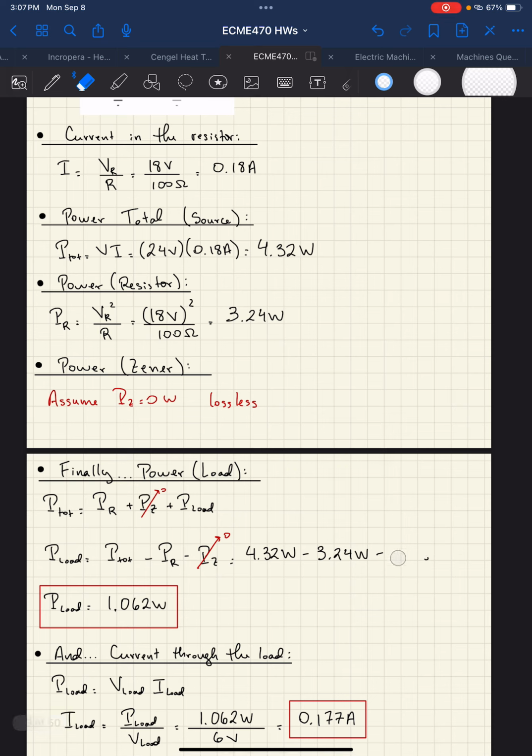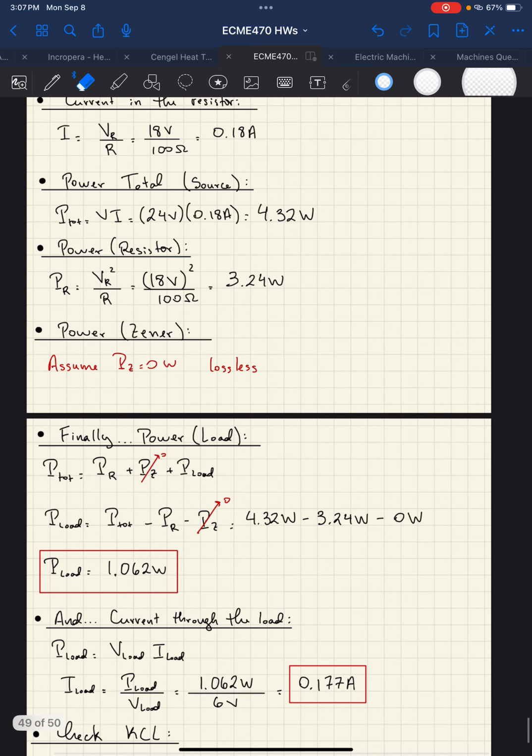Actually, I shouldn't even write this. I should just have it like this. The Zener is not even existing there. And maybe if you want, for the sake of keeping things, I can just put here 0 watts. We assume lossless. What's going to happen to the power? The power dissipated in the load is going to go up. You're going to get like 1.08 watts.